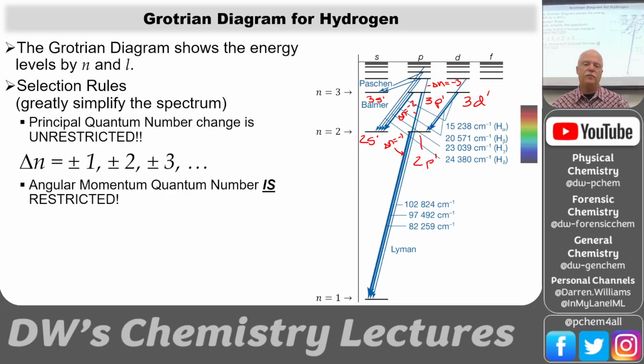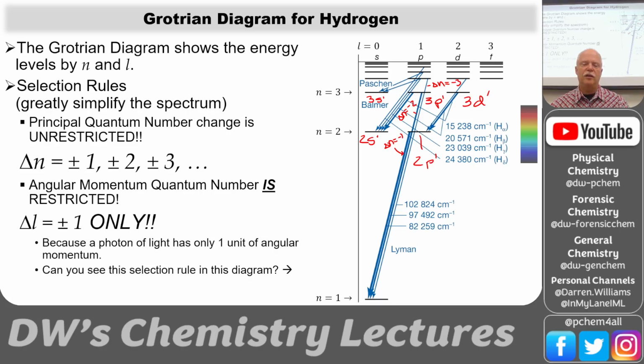What about L? It appears from these allowed transitions in the Grotrian diagram for the hydrogen spectrum that the angular momentum quantum number is restricted. So what do we see with all of these arrows? It's probably in your notes, but try to look at the arrows and see how we would determine that L quantum number. So it's plus or minus 1 only. And so you can see across the top here, L equals 0, 1, 2, and 3.